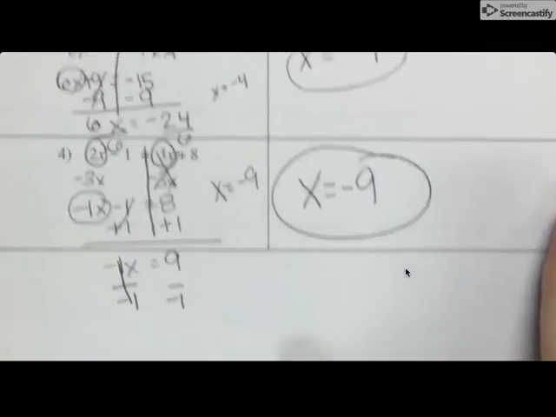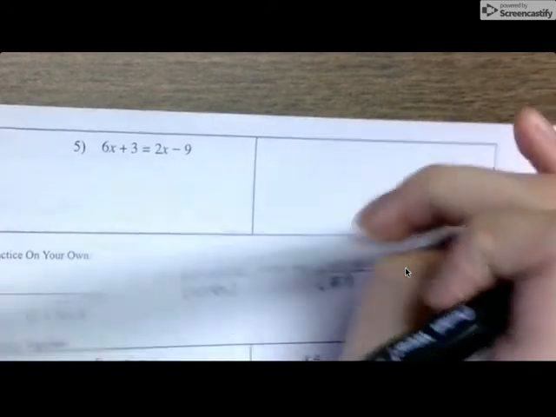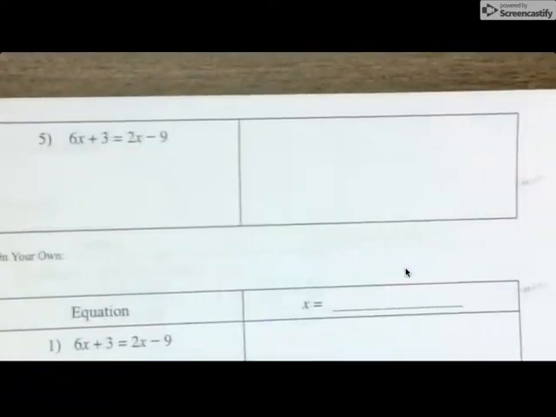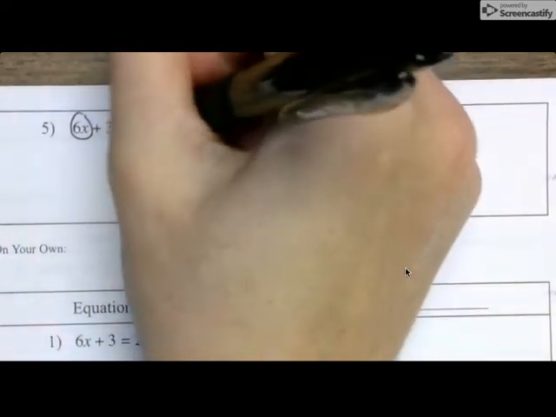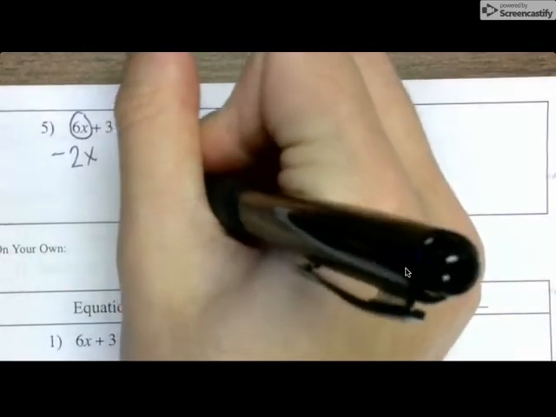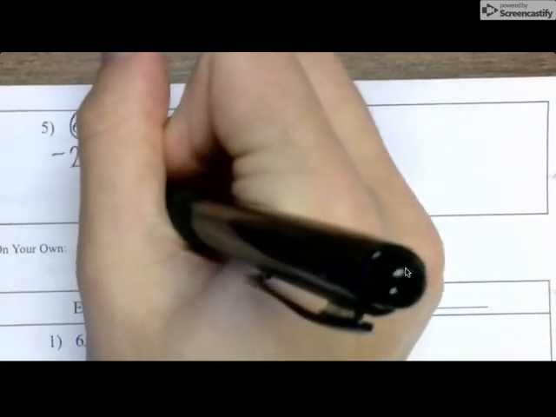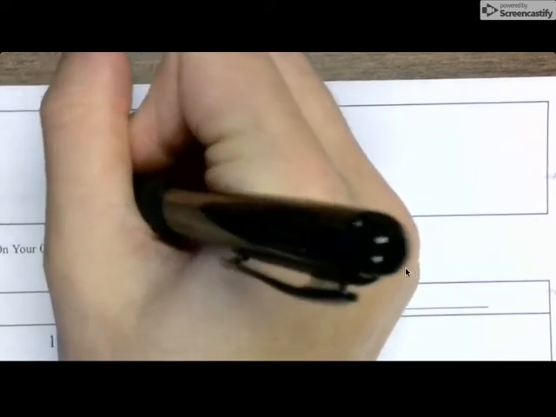Okay? So now we are looking at the last one for the practice together. I'm going to draw my barrier. There's nothing to combine. There's nothing to distribute. I want to get these to be on the same side. This is a positive 2x, so I need to subtract 2x. That leaves me with a 0 pair. What's 6x minus 2x? 4x.